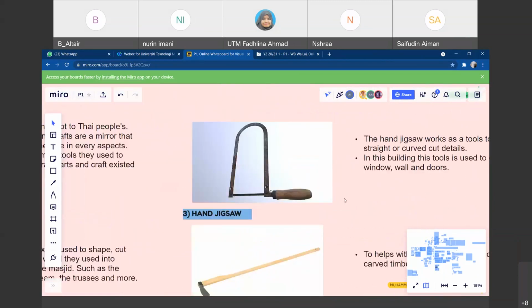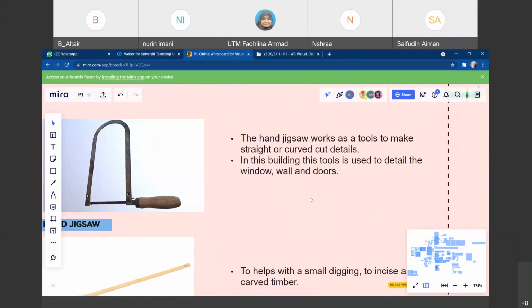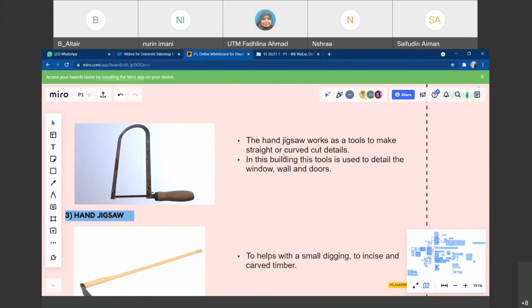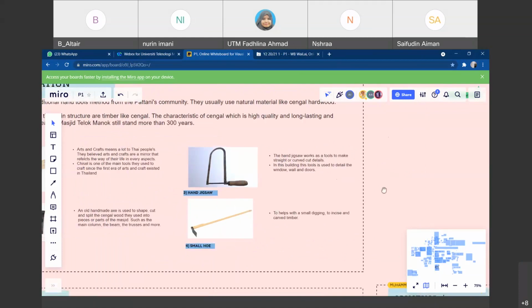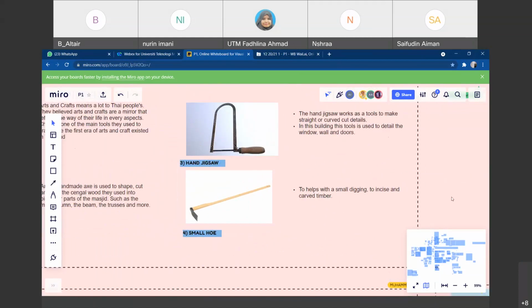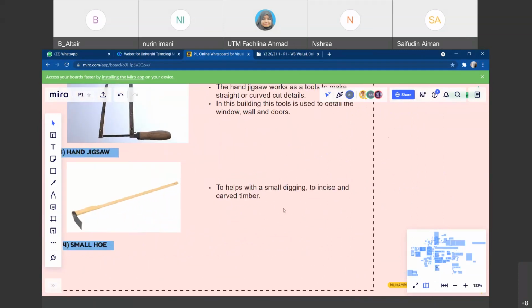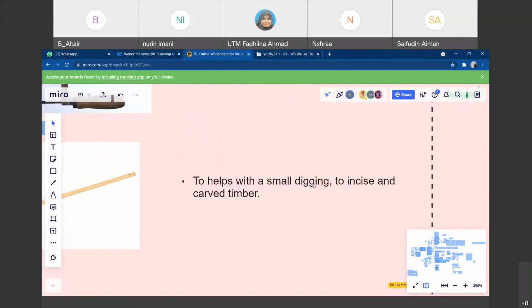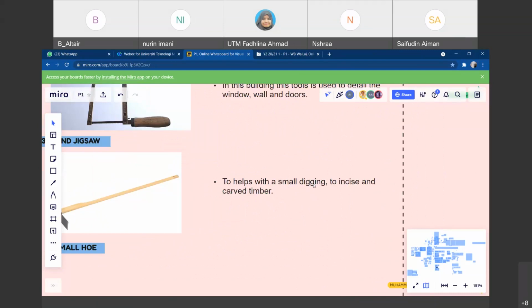And then the next one is the hand jigsaw. They didn't use any new method. The hand jigsaw works as a tool to make straight or curved cut details, usually around the ornaments or the frame. You do detail at the window, wall, or doors to cut the board panel. And then a small hole tool. It's a really small one, not like the one we use for planting. This one helps with any small digging that they need to make hollow parts in the timber.